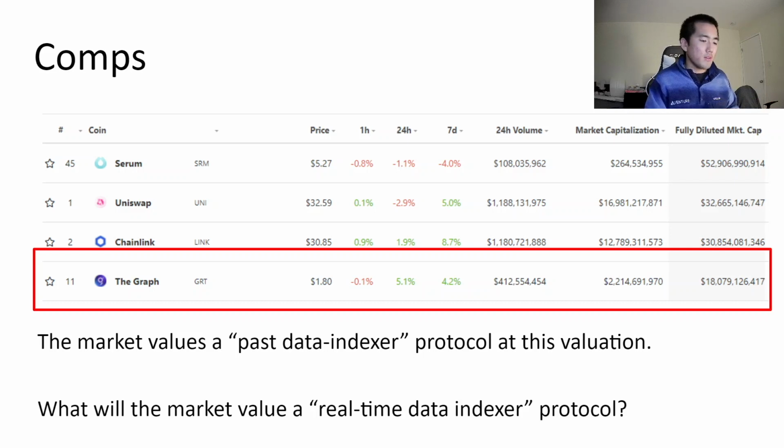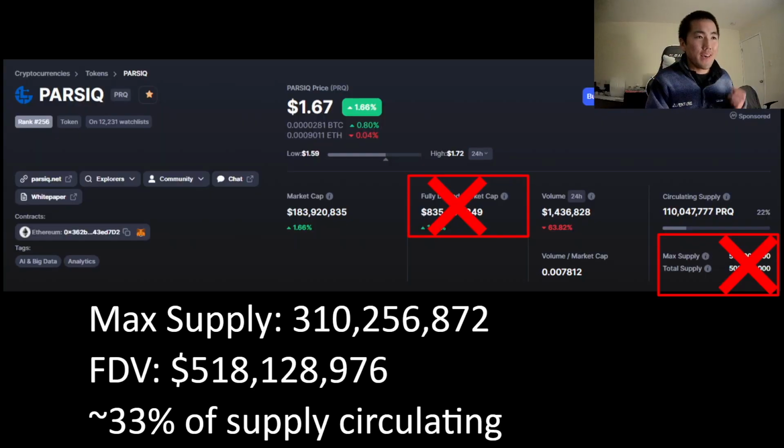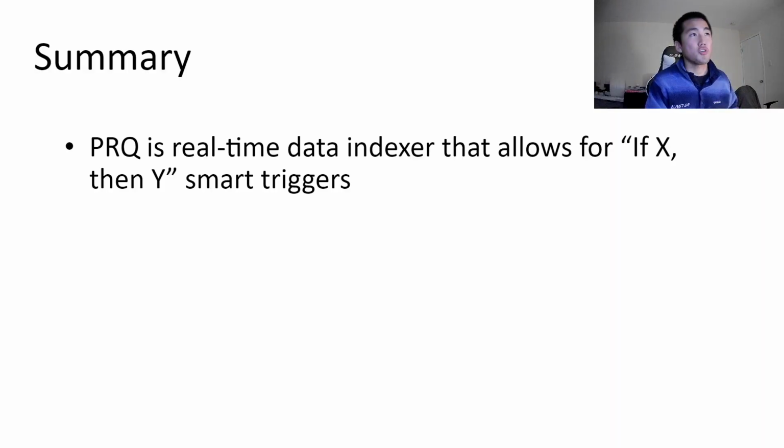So who's to say Parsiq, a real-time data indexer, can't catch up to it? Are they going to be 5 bill, 10 bill, 20 bill, 30 bill, 3 bill? Not sure. But seems like half a billion, 500 million, seems like it's undervalued. And that's why I'm personally invested in this project.